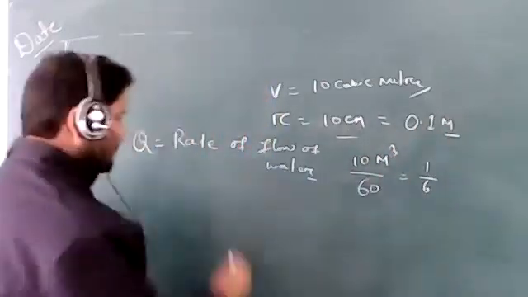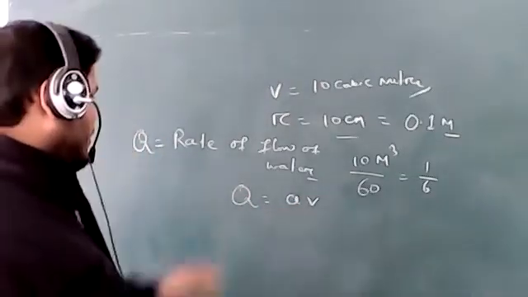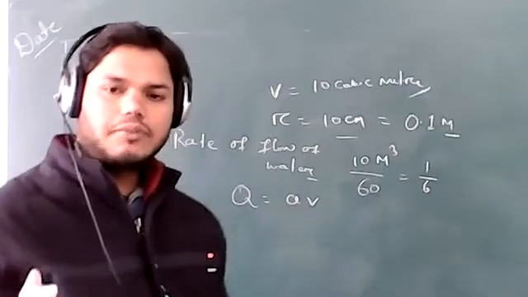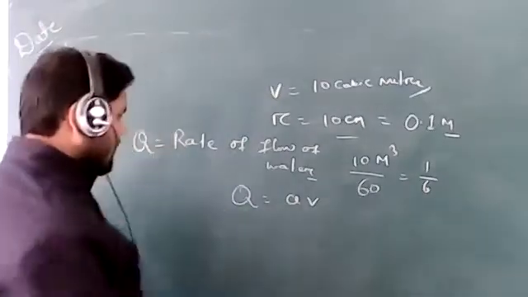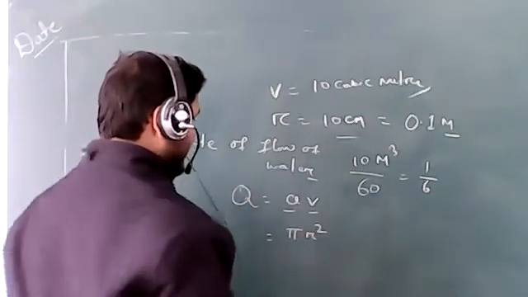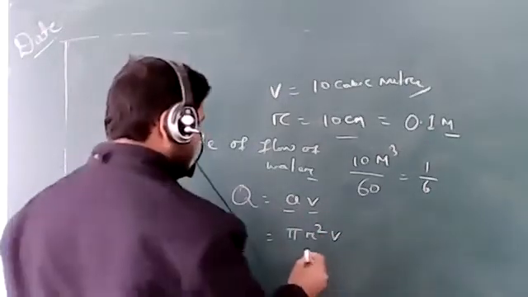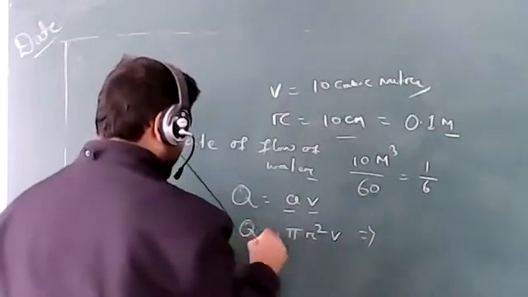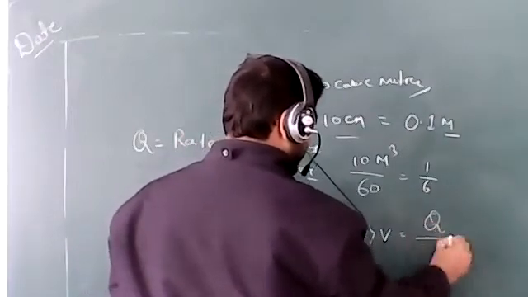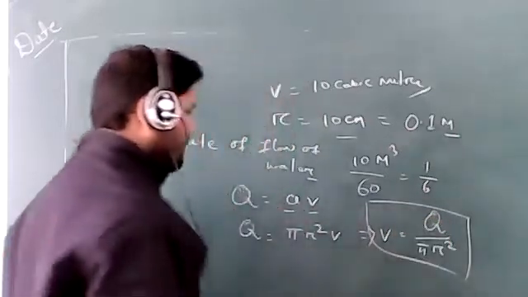We know one formula from the equation of continuity: Q equals area of cross section into velocity, Q equals A into V. The area is pi r square, so Q equals pi r square into V. If we want to find the value of V, then V equals Q divided by pi r square.